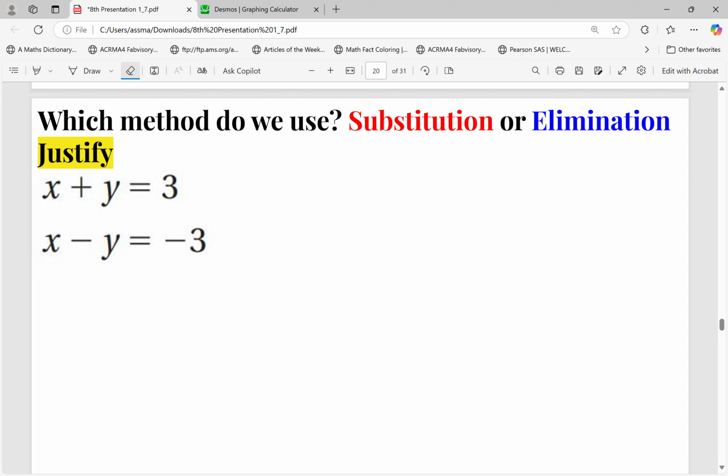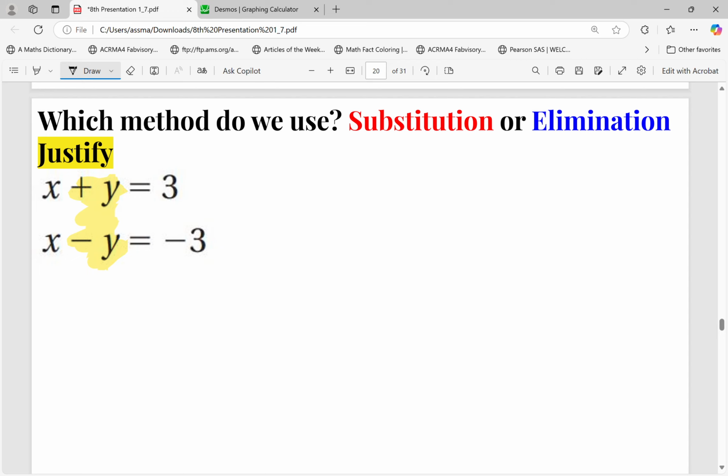And then I do notice here that the y's are the same but opposites to each other. So what I can do is add the two equations. That way the y gets eliminated. You're like, well, how does that look? Well, let me show you.